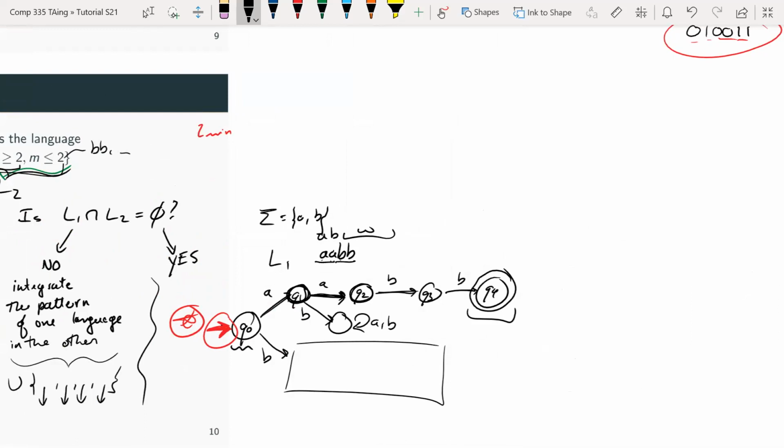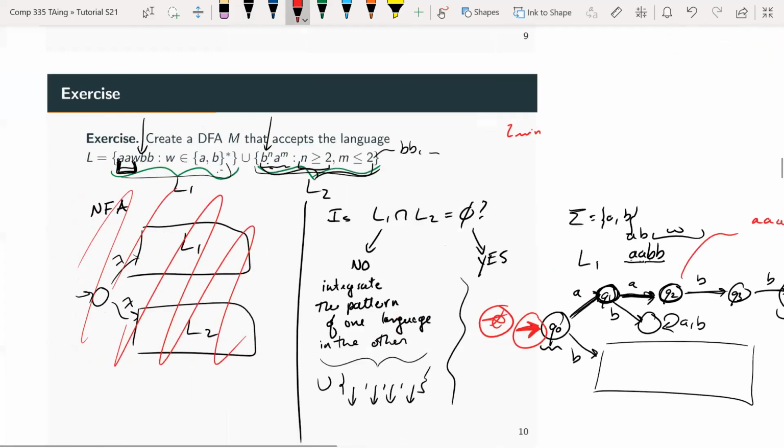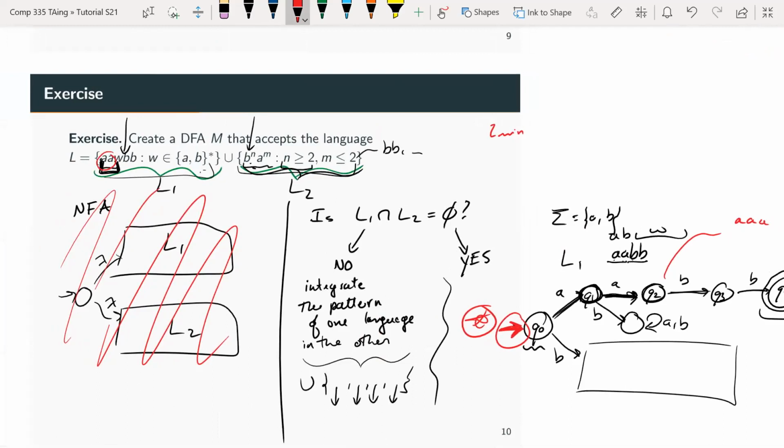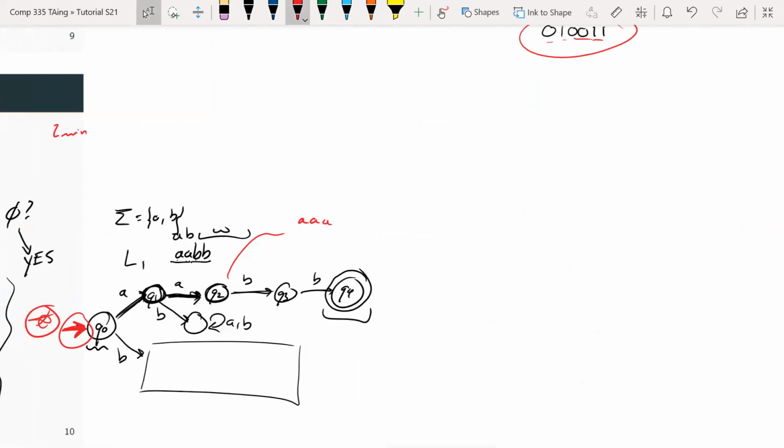So if I'm in Q2, that means that I must have read two A's, right? So what does that mean? It means that I've read so far two A's. What happens if I read another A? Well, I'm not going to go forward, but I'm not going to reject this either, right? Because my string that I can accept is AA anything BB, right? And so if I have AA and then another A, then this is possibly part of something, right?